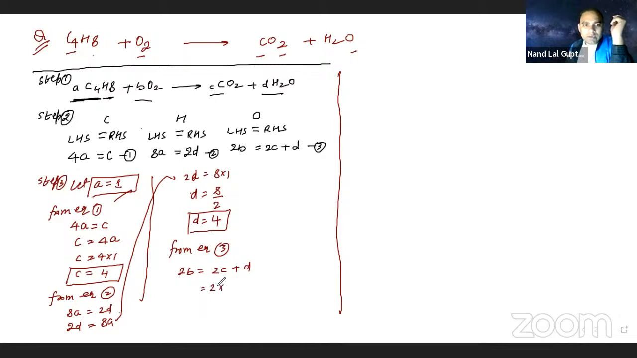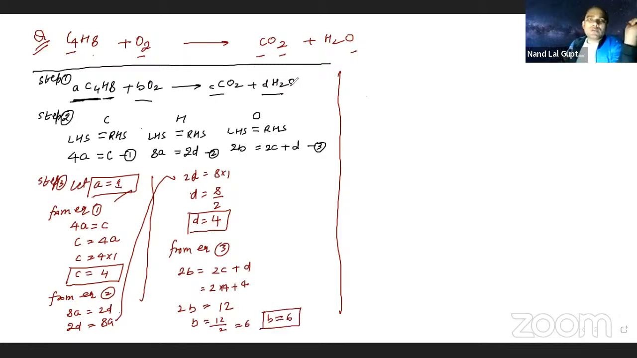So 2C value, how much, students? You can see C value is 4, so here it is 2 into 4, which is 8, plus D value, how much, students? That is 4. So 8 plus 4, it is going to be 12. So 2B is equal to 12, students. So B is equal to 12 by 2. So it is going to be 6. So B is equal to, dear students, 6.